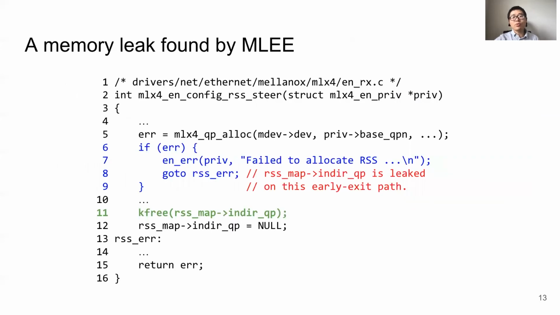This slide shows a real memory leak bug found by MLEE in the Linux kernel. In this bug, there is an early exit path formed by the if statement from line 6 to line 9. On this early exit path, the memory object rss_map pointed to by indir_qp is not freed and thus leads to a memory leak. MLEE successfully detects this leak by reporting the memory deallocation at line 11 is missed on the early exit path. This bug has been fixed in the latest Linux kernel.